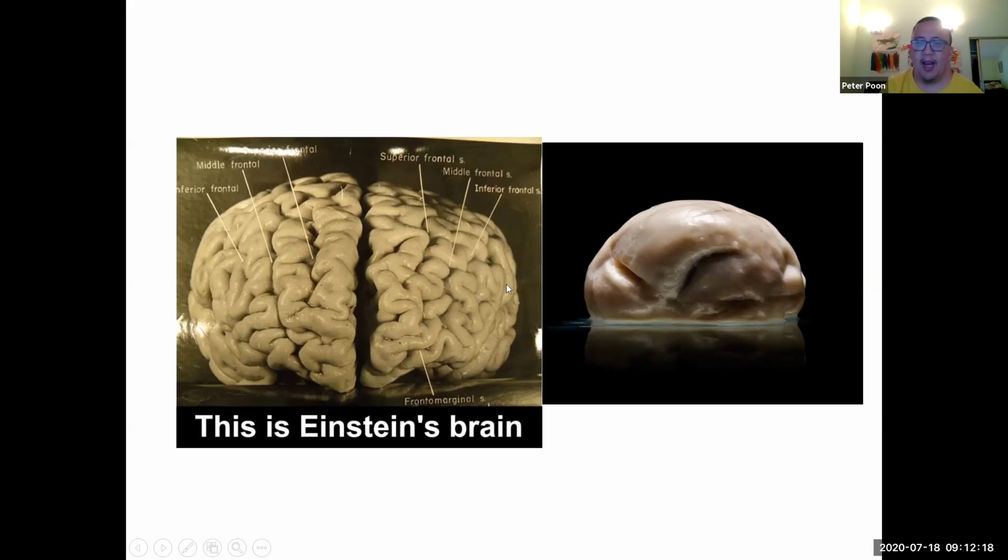And the size difference is not actually size, that's just the picture. But the folds are obviously absent. And I'll explain why that's actually really, really important.